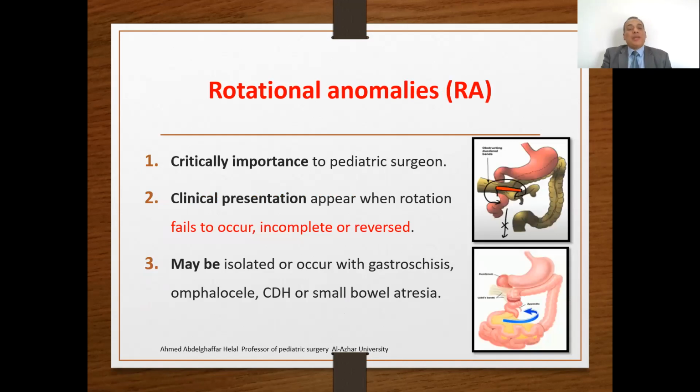Rotational anomalies are critically important to the pediatric surgeon, and the clinical presentation will appear when rotation fails to occur, or is incomplete, or is reversed. Rotational anomalies or intestinal malrotation may occur as an isolated anomaly or may occur with gastroschisis, omphalocele, congenital diaphragmatic hernia, or small intestinal atresia.